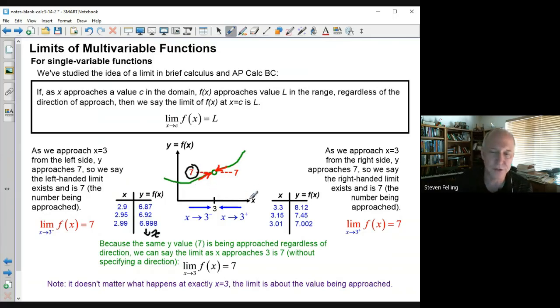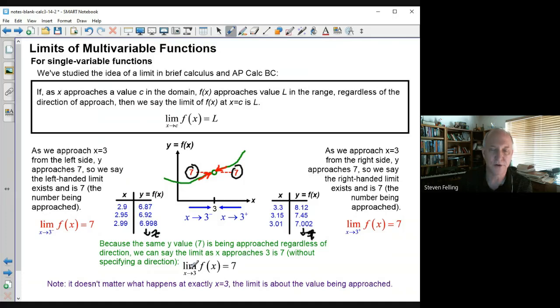And then the same thing from the other side. If we wanted to approach from higher values, that value in the domain 3, maybe we start at 3.3 and we get 8.12, and we plug in 3.15 into the function and we get 7.48. And we plug 3.01 into the function and get 7.002. This also seems to be approaching a value, and it happens to be the value 7. Right, so we would say the limit as x approaches 3 from the right of f of x is 7. Right? And as long as these two y values are the same, then no matter what direction we're approaching, the output value seems to be 7, right?